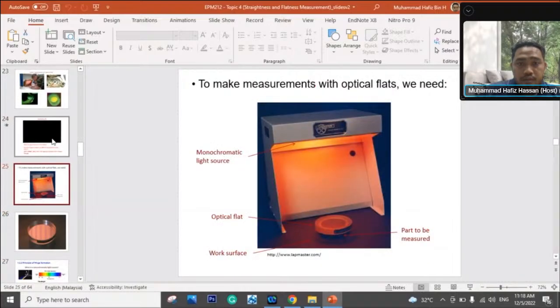Okay, this is the equipment that we will use, which is monochromatic. I've told you what is meant by mono and what is meant by chromatic. So with mono, we have only one wavelength in order to identify the fringe patterns. So this is the setup in order to find the flatness of the surface.